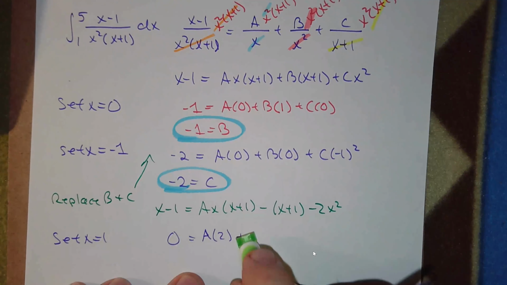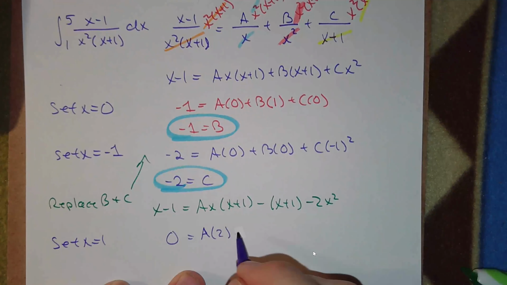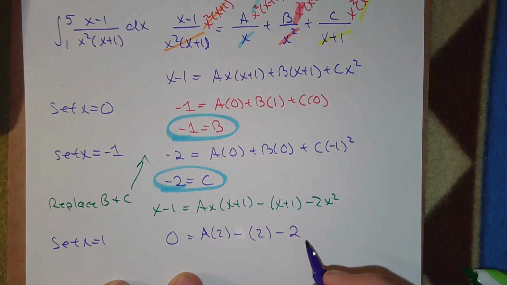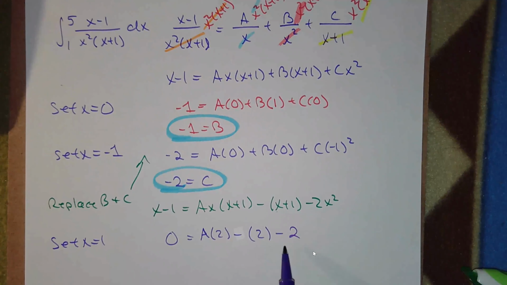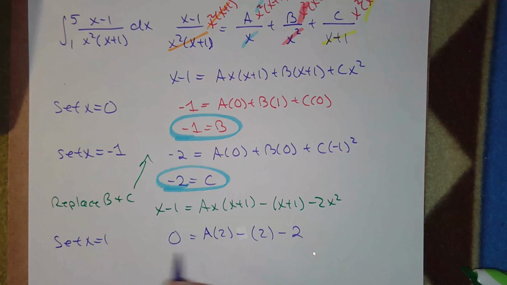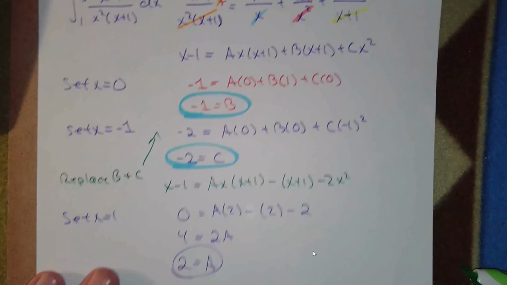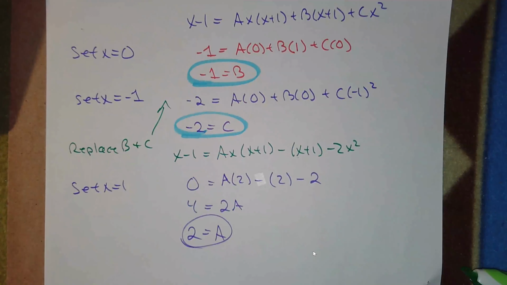and that'll be a minus 1 plus 1 is 2, minus 2 times 1 squared is also 2. So that's really a minus 4. Bring that to the left-hand side. So plus 4 equals 2a. And that tells me that a equals 2. Whew, there we go. A, B, and C.